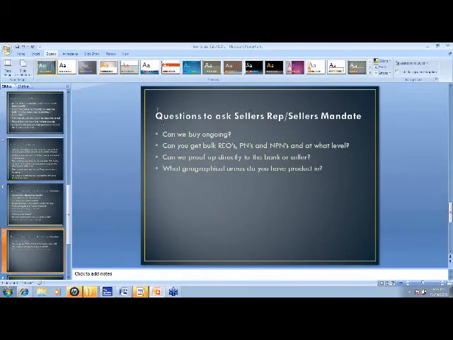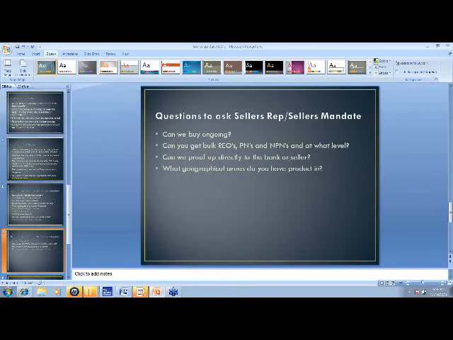Okay, more questions. Of course, if the buyer found a good source, they want to know, can they buy ongoing? Also they want to know, does the seller have bulk REOs, performing notes, and non-performing notes, and at what level? And of course, very important, can we proof up directly to the bank or the seller?